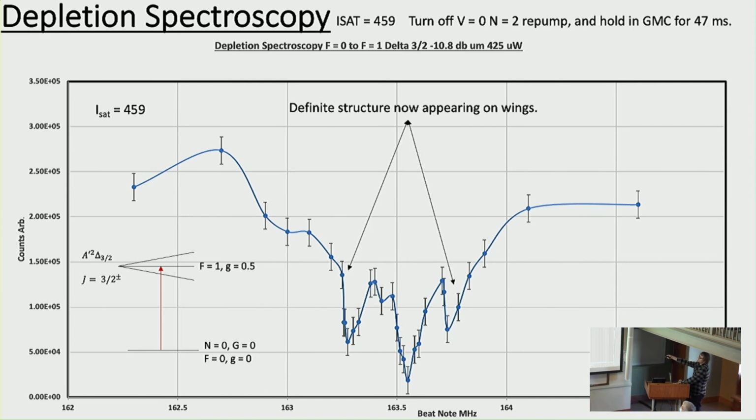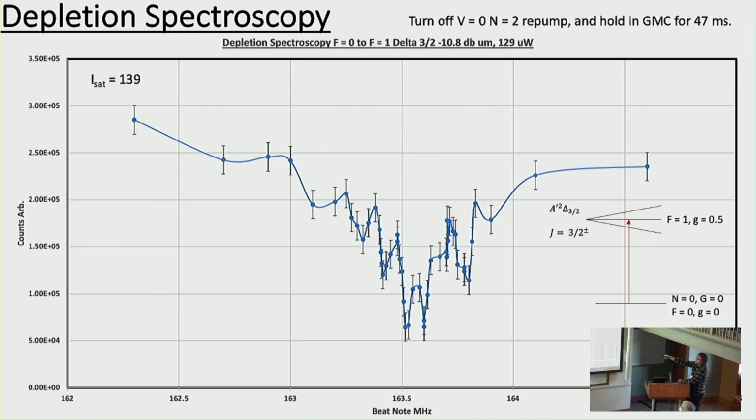Now we definitely have some structure appearing in the wings. So we have 2 dips appearing and then like a central dip. Okay, well, I don't quite know what's going on yet, but let's just keep lowering the intensity, right? Let's try to get the structure out of here. And so we can lower to an intensity of 139.